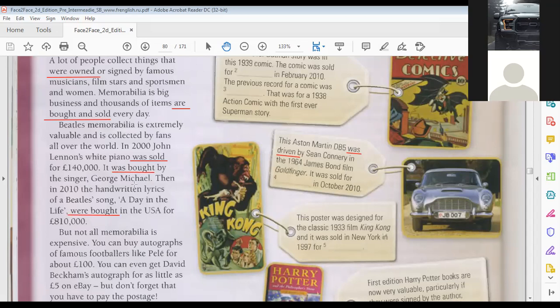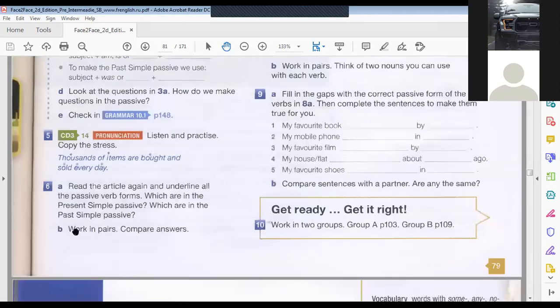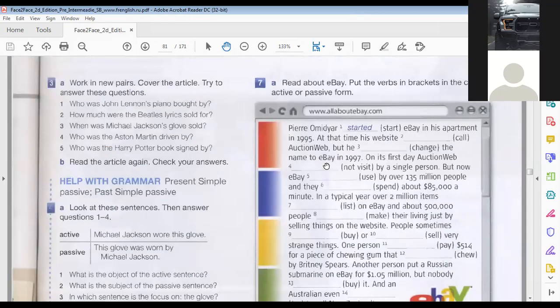Correct. This is all of it on the left side. But on the right side, we have a lot, right? Was sold, was driven, was sold, was designed, was sold. Oh no, we need to scroll down a little. On the right there are still more actives. But you got the idea. All right, so this is a quick exercise, number 6. We just wanted you to find the different passives. So present simple passive, past simple passive, and it's okay.